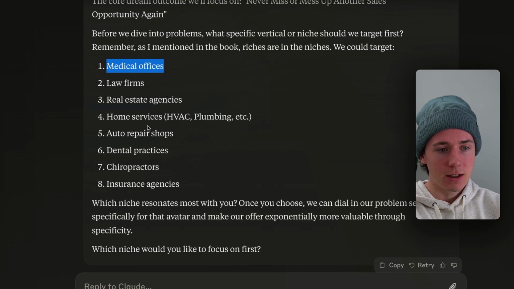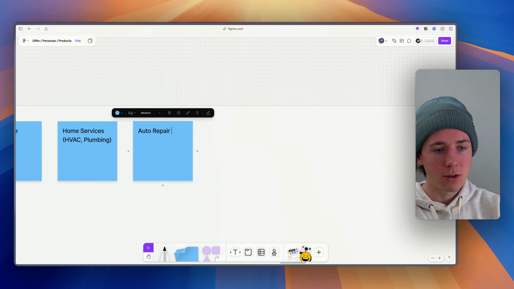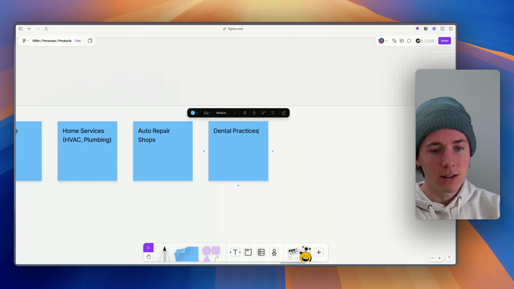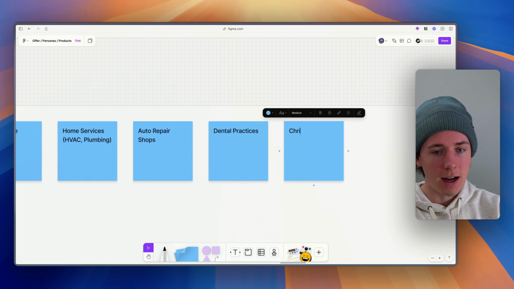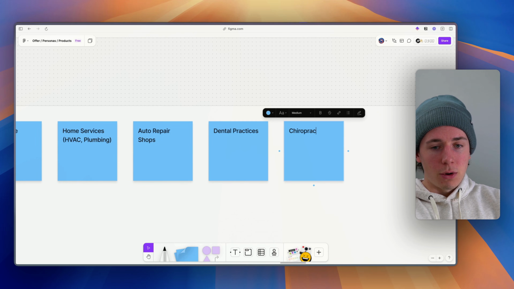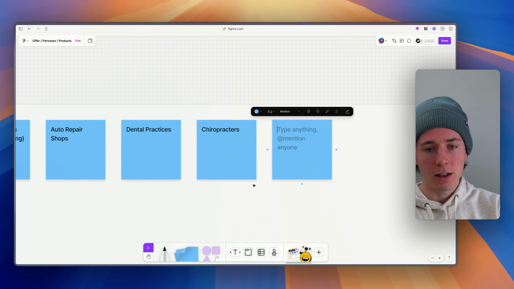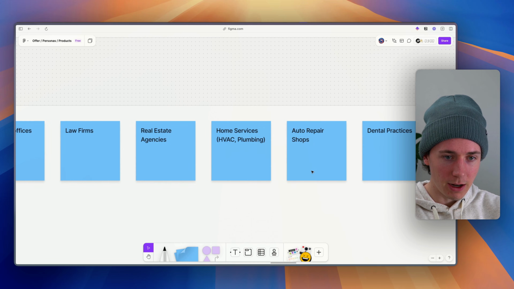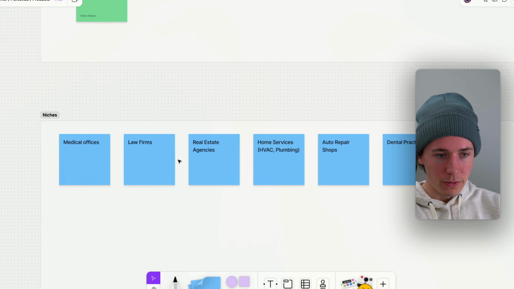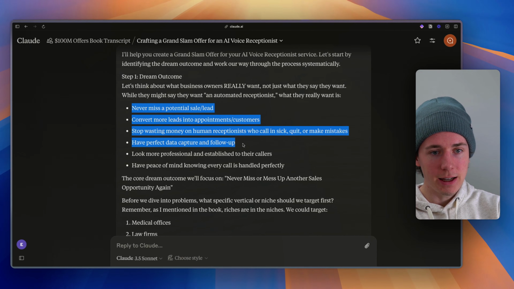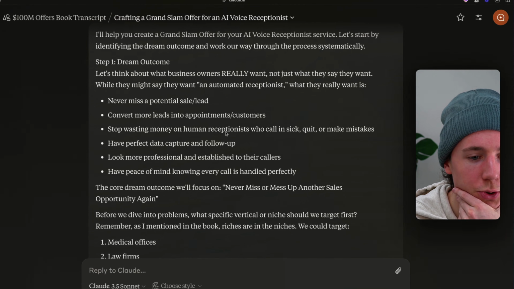All right, so the next thing is auto repair shops. The next thing is dental practices. The next thing is chiropractors. And the next one is, I don't really like the insurance agency niche, so I'm not going to do that. All right, so here's a list of niches. So now we help it ideate. So this is what they really want. So the dream outcome.